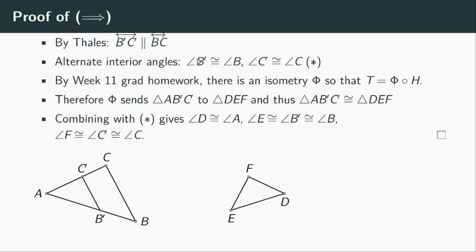But now using the angle identities that we have, the angle in D is then forced to be congruent to the angle in A. The angle in E is congruent to the angle in B prime, but as we observed earlier, the angle in B prime is congruent to the angle in B. And finally, the angle in F is congruent to the angle in C prime, which is then again by this fact up here, congruent to the angle in C. So that completes our proof of the forward direction.